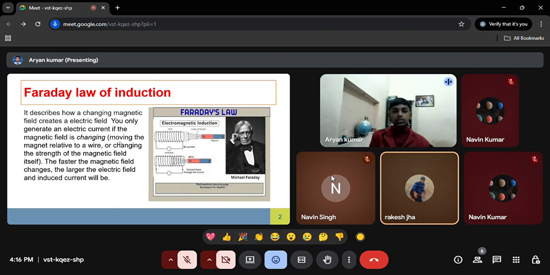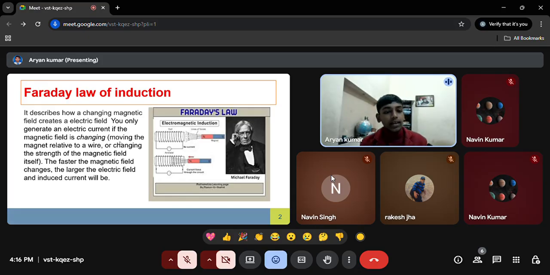So, Faraday's law of induction describes how a changing magnetic field creates an electric field. We can only generate an electric field if the magnetic field is changing, so moving the magnet relative to a wire or changing the strength of the magnetic field itself. The faster the magnetic field changes, the larger the electric field and induced current will be.